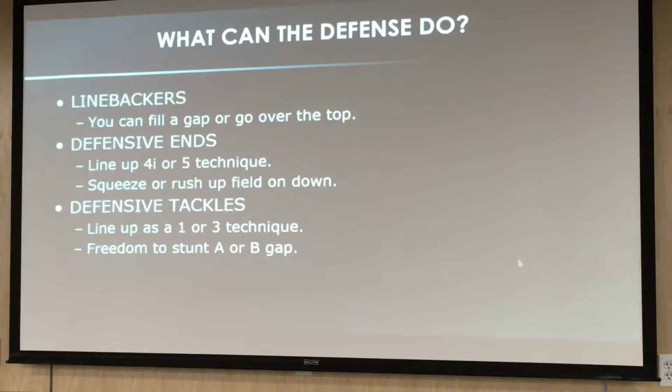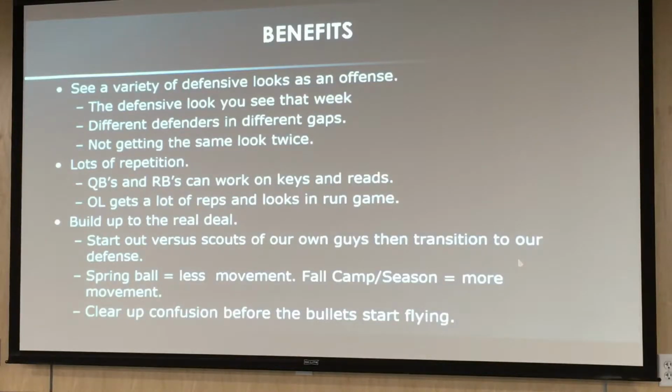Defensive tackles can line up as a 1 or a shade, or even a 3 technique, and then they have the freedom to stunt the A or B gap. They can line up in that gap and rush it, or line up in a different gap and go into either one. So we give them the freedom. We'll talk a little bit about the benefits, and we'll see why we give them so much freedom.